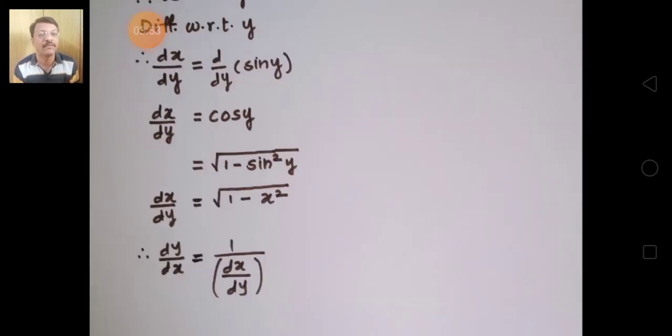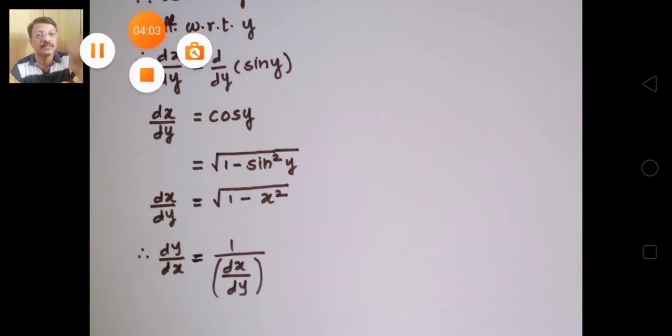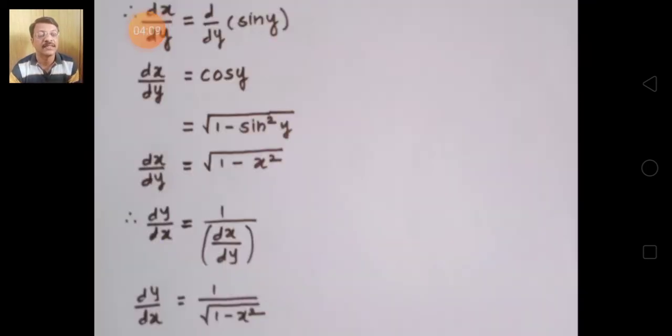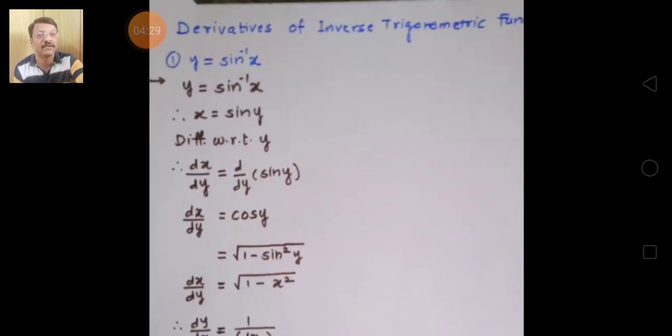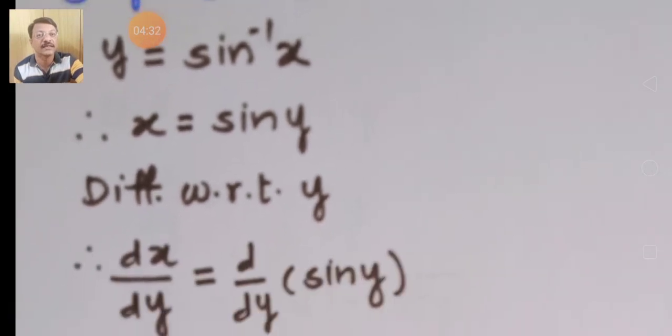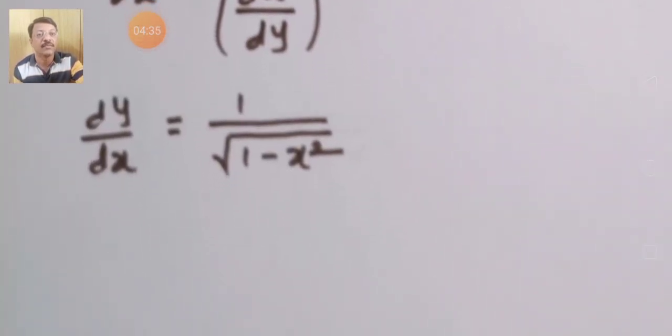Now use the formula dy by dx is equal to 1 upon dx by dy. This is the rule for differentiation of inverse functions. So lastly you can write that as 1 upon root of 1 minus x square, because dx by dy was root of 1 minus x square. So we wrote it in the last step. So the derivative you should remember for y is equal to sin inverse x is 1 upon root of 1 minus x square.